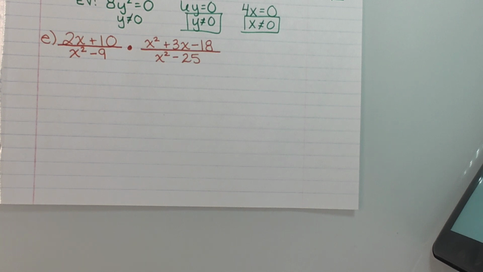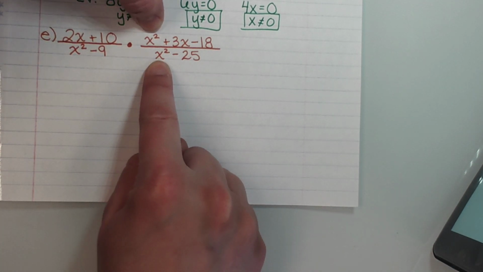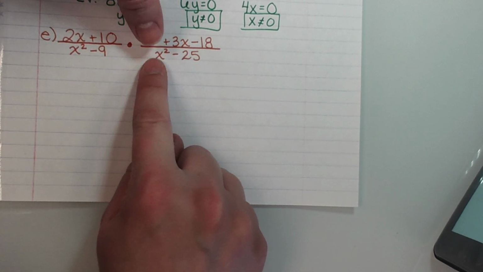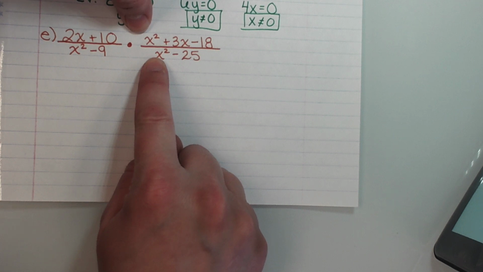So, 2x plus 10 over x squared minus 9 times x squared plus 3x minus 18 over x squared minus 25. Do you notice there's an x squared at the start of both of these terms in the fraction, numerator and denominator? Can I cross it off?